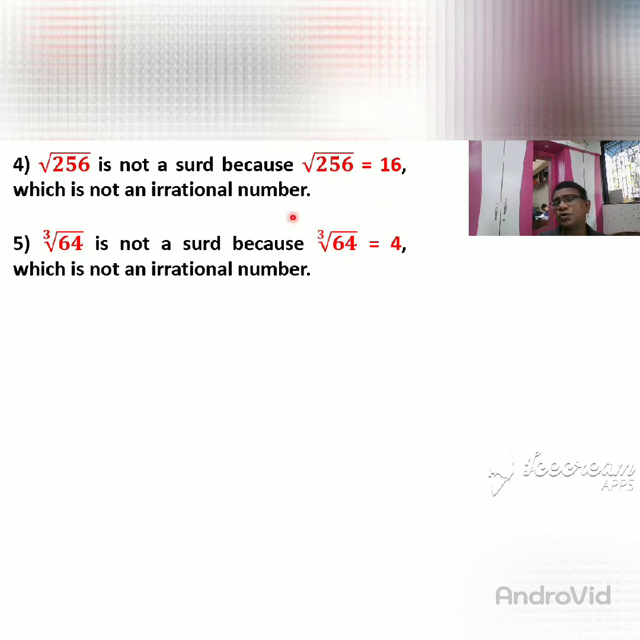Because we can find the cube root of that number, it is a rational number. And if it is a rational number, then it is not a surd. So here it is written that the cube root of 64 is not a surd, because the cube root of 64 is 4, which we can find out, because 4 into 4 into 4, multiplied 3 times, you get 64. So the cube root of 64 is 4, a rational number, so it is not a surd.